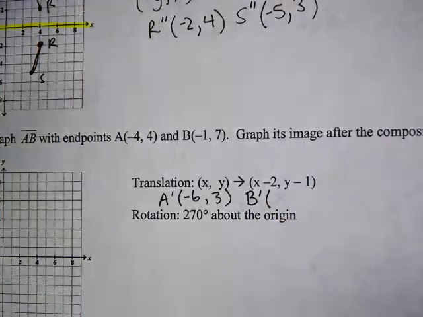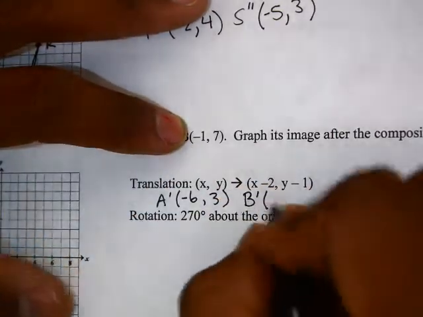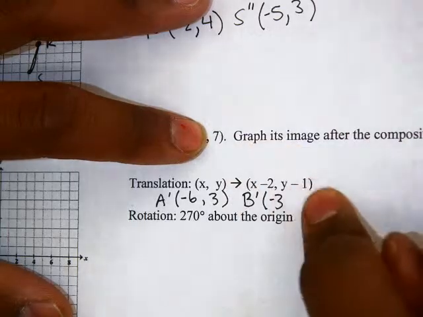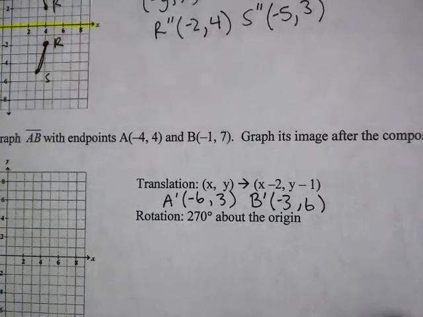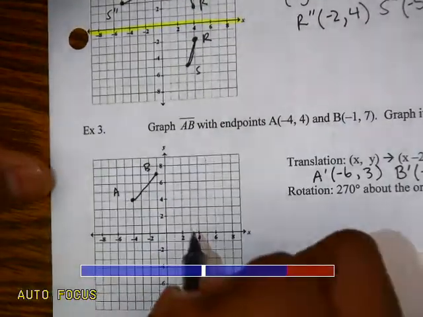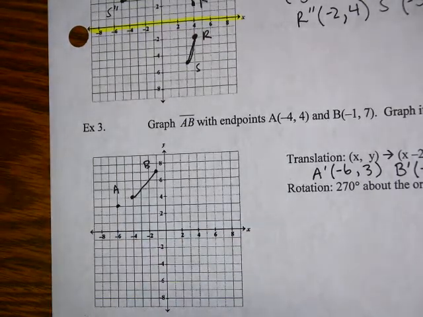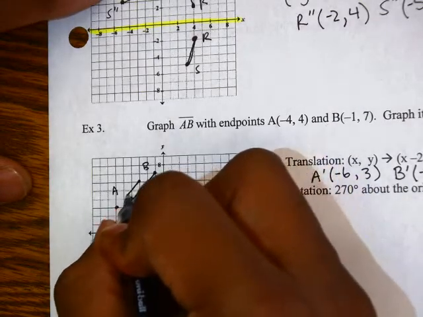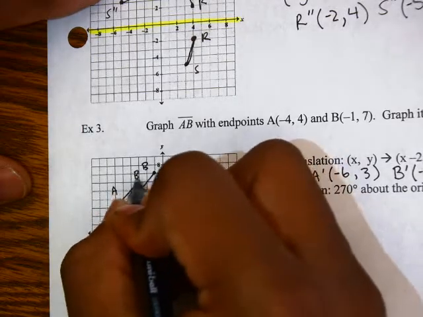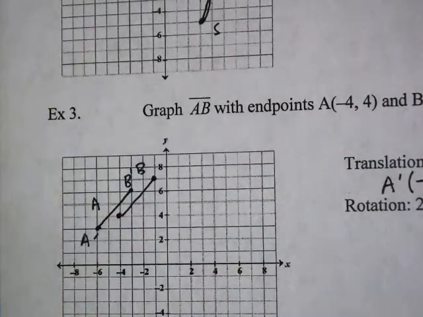B prime is at, starting off with -1 minus 2 is -3. 7 minus 1 is 6. Let's go ahead and graph that before we apply the rotation. So -6, 3 and -3, 6. This is A prime and B prime. So it looks like we just moved the line segment 2 units to the left and down 1, which is exactly what that translation wanted us to do.